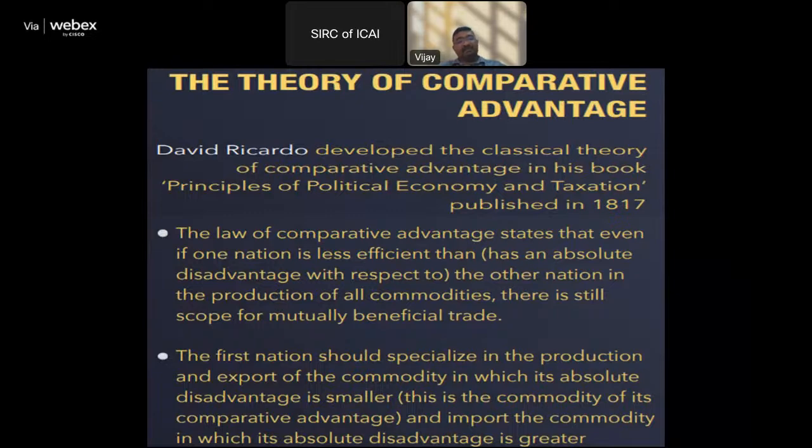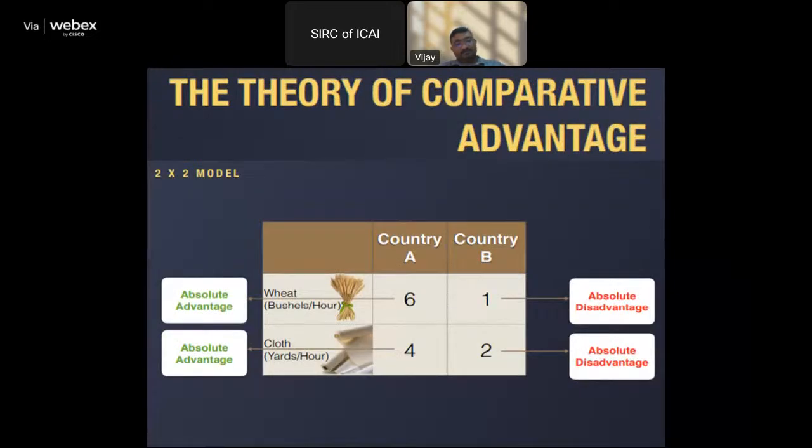So what will happen? The first nation should specialize in the production and export of the commodity in which its absolute advantage is smaller, and import the commodity in which its absolute disadvantage is greater. Earlier we made country A 6, 4 and country B 1, 5, but now I'm making it 2. Again, this is also a 2x2 model.